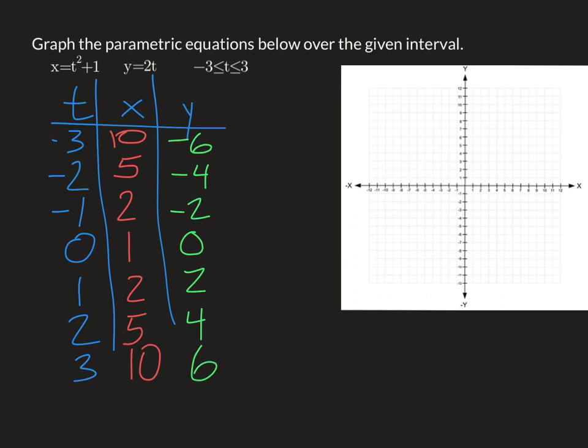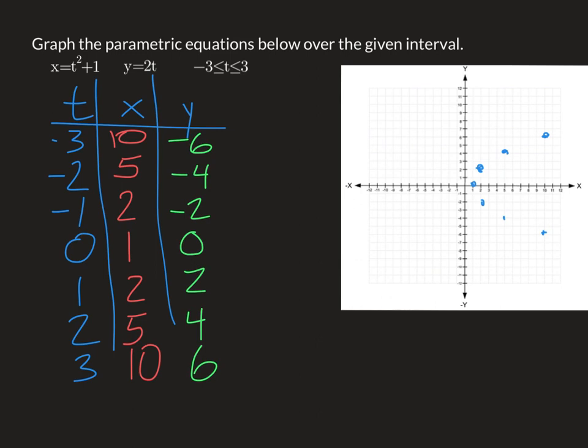Finally, we are going to simply graph these ordered pairs, the x comma y here. So 10 comma -6 is roughly there. 5 comma -4. 2 comma -2. 1 comma 0, 2 comma 2, 5 comma 4, and 10 comma 6.